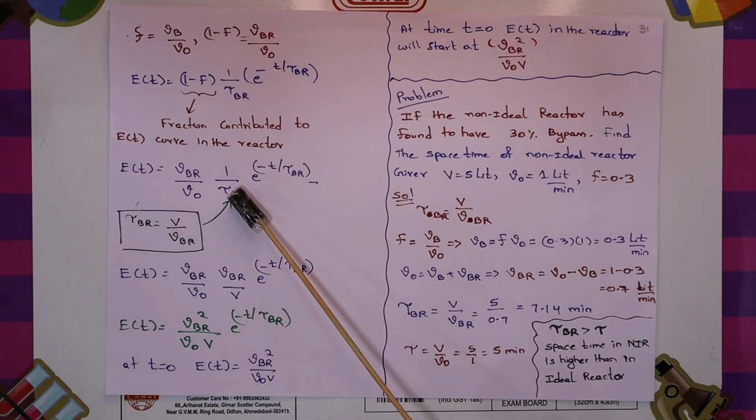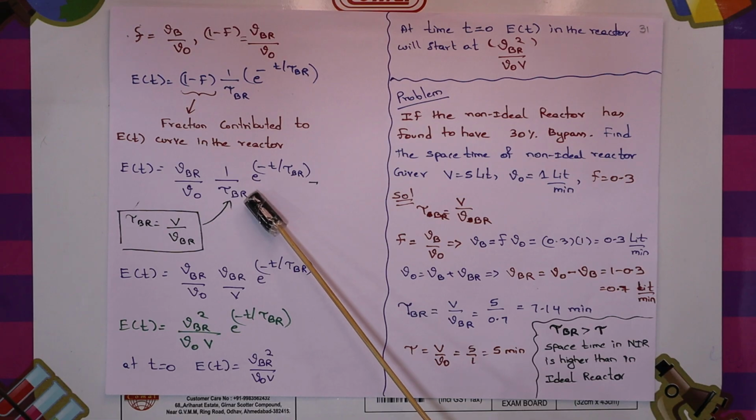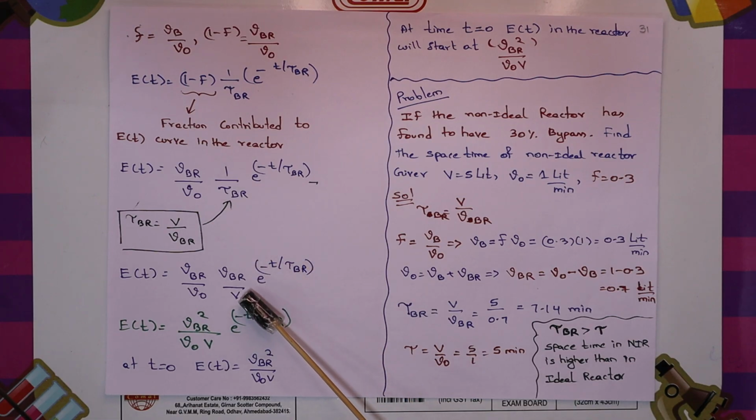So let us replace what is tau Br. Tau Br is nothing but V by nu Br. If you replace this particular function by V by nu Br, finally you are going to get E of t is nothing but nu Br square by nu 0 into V into e power minus t by tau.